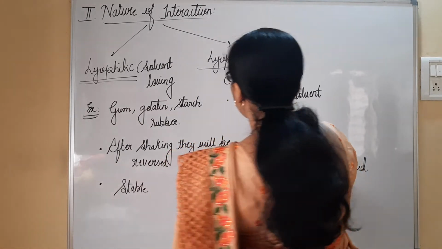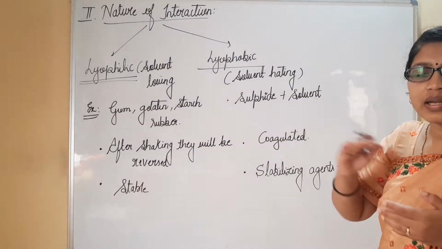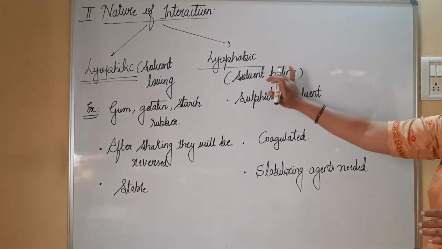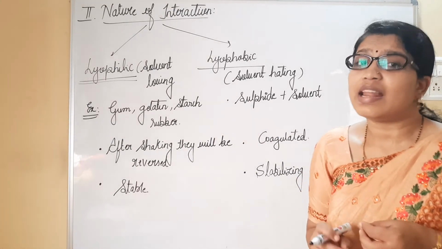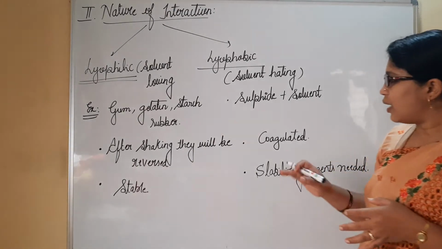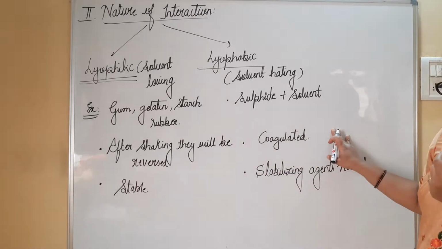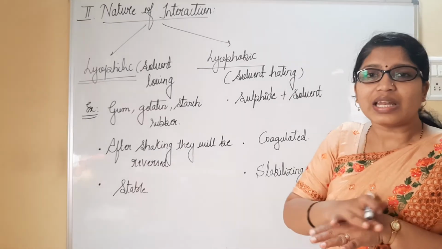Likewise, I have example for lyophobic colloids. If you consider lyophobic, sulfide and solvent, they remain separately in the mixture. They are called as lyophobic colloids. They do not get dissolved easily in any solvent taken. Then they are coagulated. I'll explain these things in detail. Coagulation is a kind of like thickening of the layer.